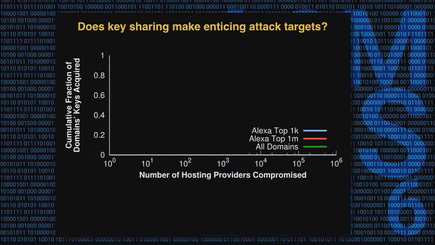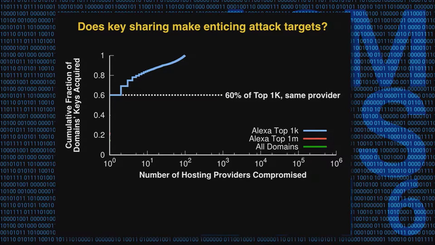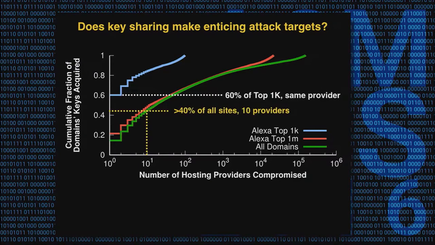So let's just start by considering the Alexa top 1,000 domains. What this plot shows is that by compromising just a single provider, an attacker could gain access to 60% of the top 1,000 private keys. And the way this works is that each step in the plot represents the hosting provider that has access to the greatest number of keys the attacker hasn't acquired yet. So if we look at all domains now, you can see that, again, for example, by attacking just 10 hosting providers, an attacker could gain access to greater than 40% of all the sites' private keys.